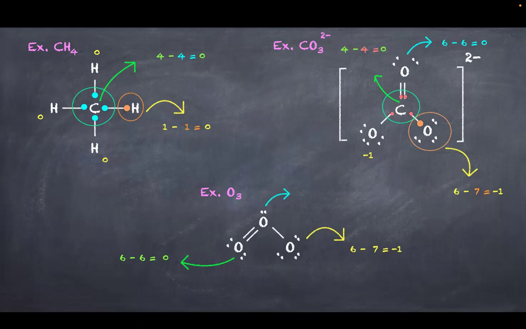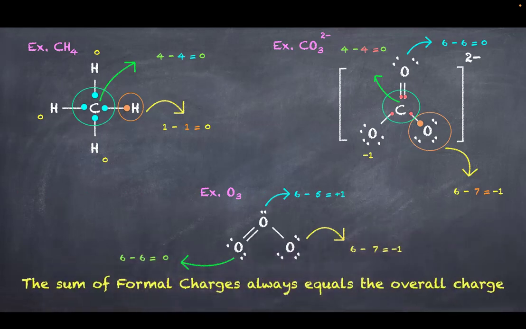The top oxygen is group 6, so 6 valence electrons minus, there's only 5 electrons around it, so 6 minus 5 would be positive 1. So these are the formal charges. One thing to note about the formal charges is that the sum of all the formal charges should always equal the overall charge of the molecule.